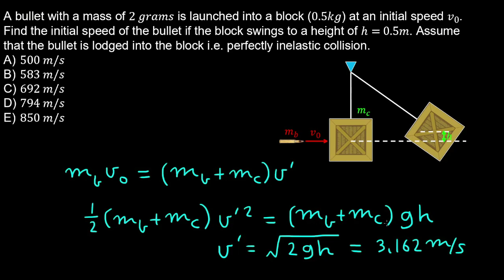And then we can substitute this into this equation to solve for the initial speed of the bullet. So the mass of the bullet is 2 grams or 0.002 kilos, and we're given the mass of the crate, and we know v dash, so we can solve for v0. So that gives around 794 meters per second. So the correct answer is D.